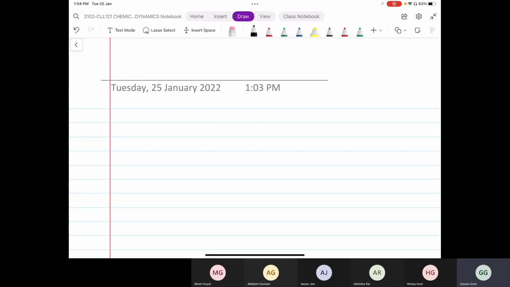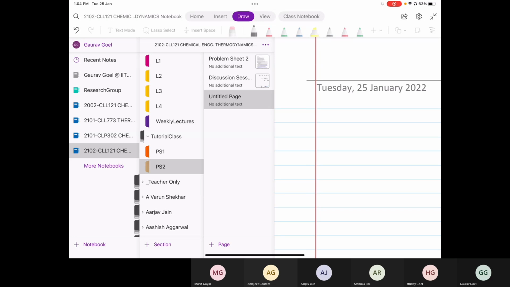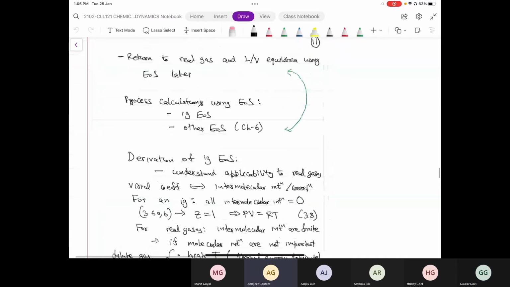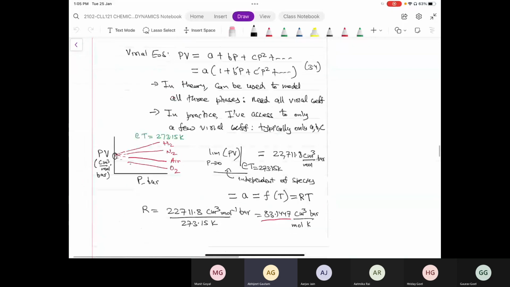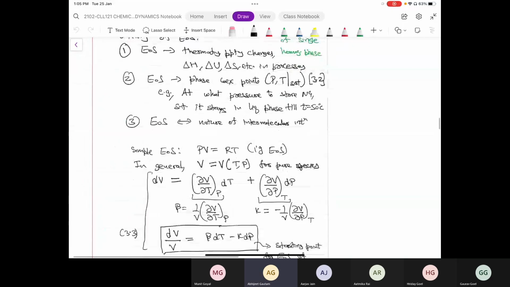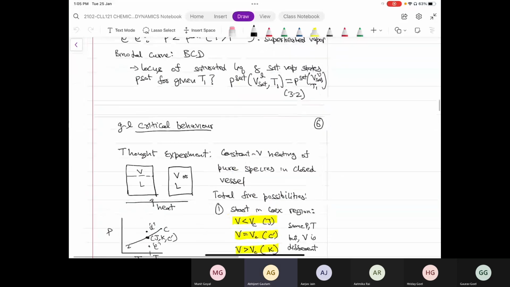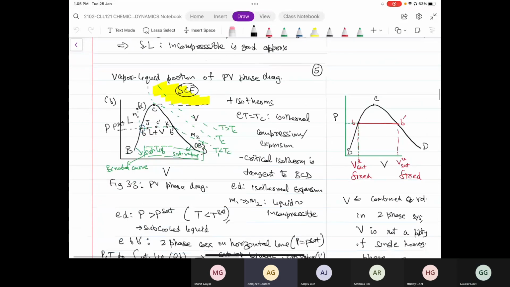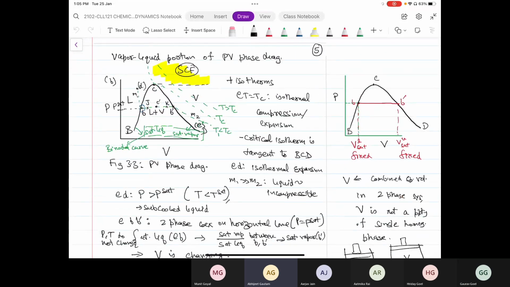Sir, I have a doubt from lecture 5 where you discussed the PV phase diagram. Can you please open that slide? It is page 5. When we consider the isothermal compression from point D and reach point E, I did not understand it.